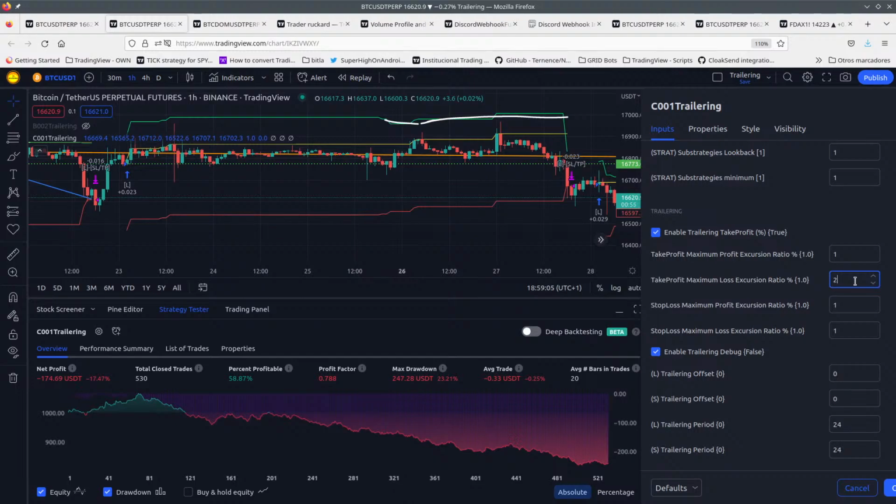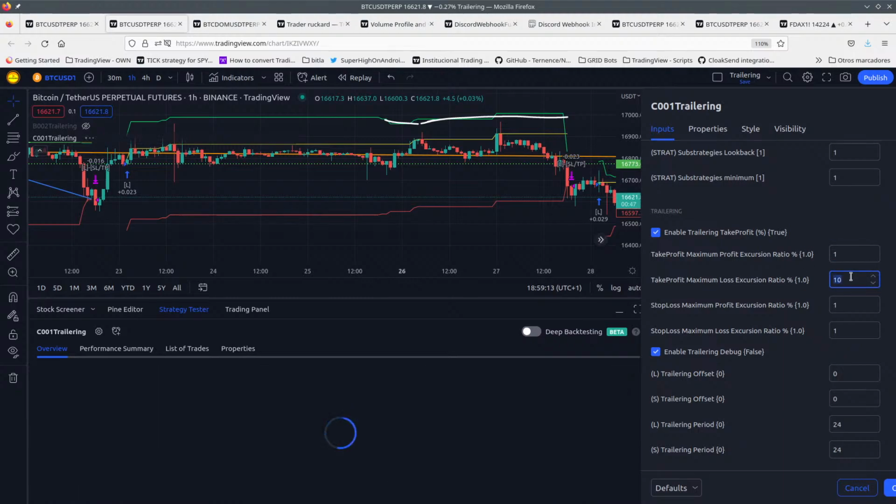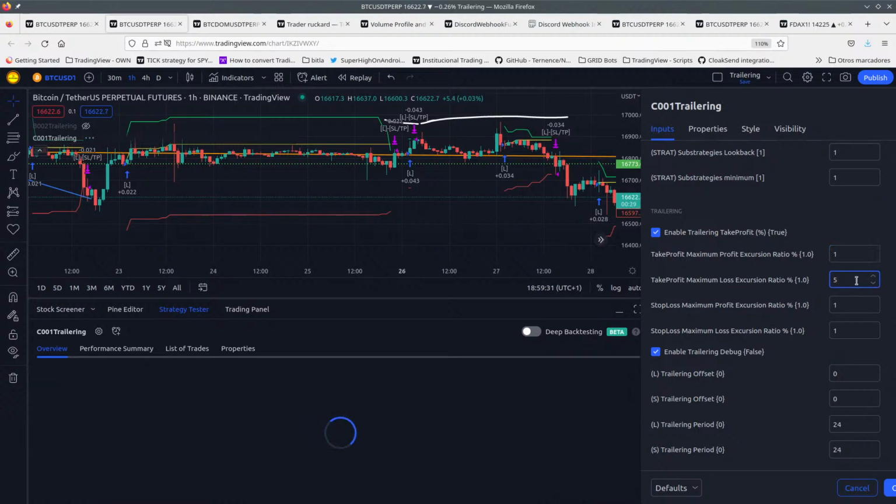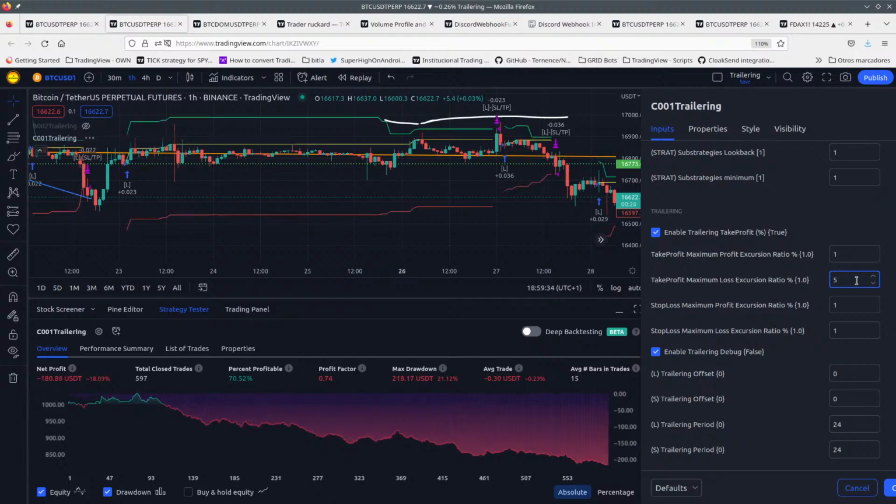Look at that. It's a bit better, but not enough. What about 10? Is it any better with 10? Okay, look at that. 10 allows us to close this before. I mean, maybe we don't need 10, but with 5 it's better. Yeah, look at that. This is more or less what we wanted to do. We wanted to close here. Maybe with 4 we are okay.